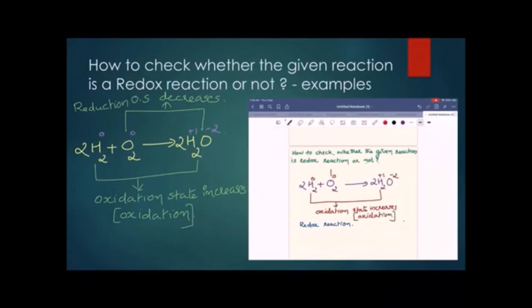Similarly, here you can see oxygen's oxidation state is decreased. So a reduction in oxidation state happens. So we call that reaction reduction. So in this reaction, oxidation also happened, reduction also happened. So this is a redox reaction.